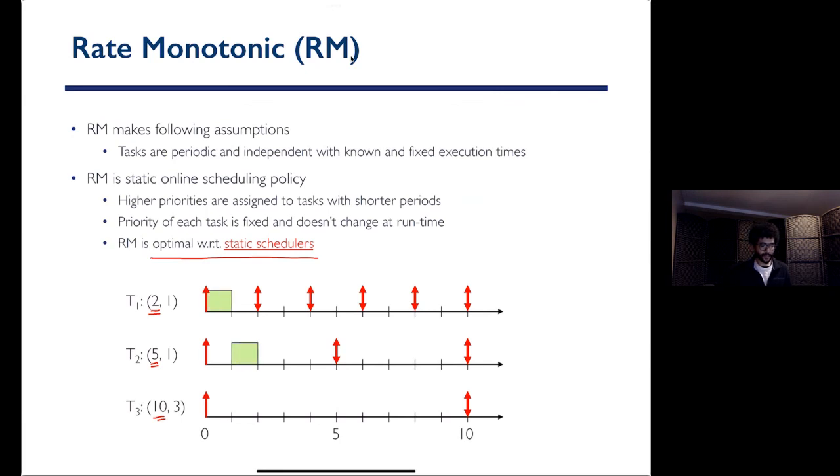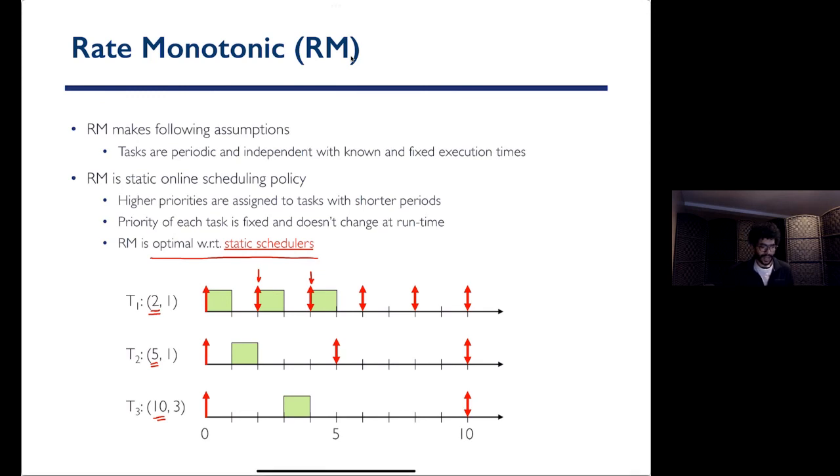Now, at this time, another job from T1 comes. So now I have 2 jobs in my queue, a job from T1 and a job from T3. Because T1 has a shorter period, it has a higher priority. So I'm going to now run the job from T1, and then I'm going to go run T3. Again, at this point, I get a new job from T1 and it has higher priority, so I'm going to run that one.